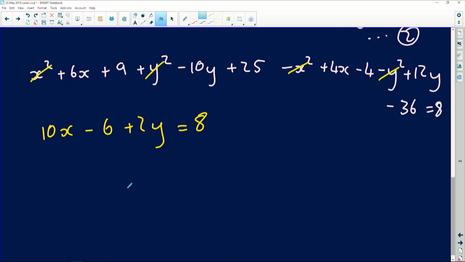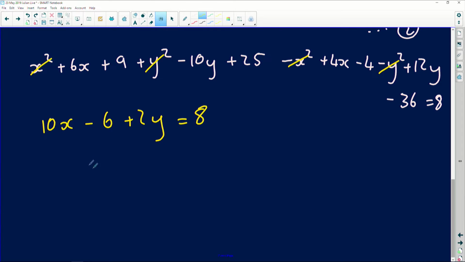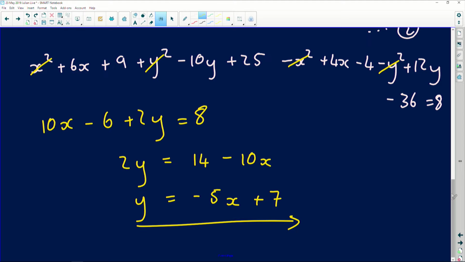Okay, so if I do a little substitution over here, or a little bit of simplifying, I'm going to get that 2y is equal to 8 plus 6, which then gets me 14, and that'll be minus 10x. And if I divide through by 2, I get y is equal to negative 5x plus 7. And that there is the equation of my locus.